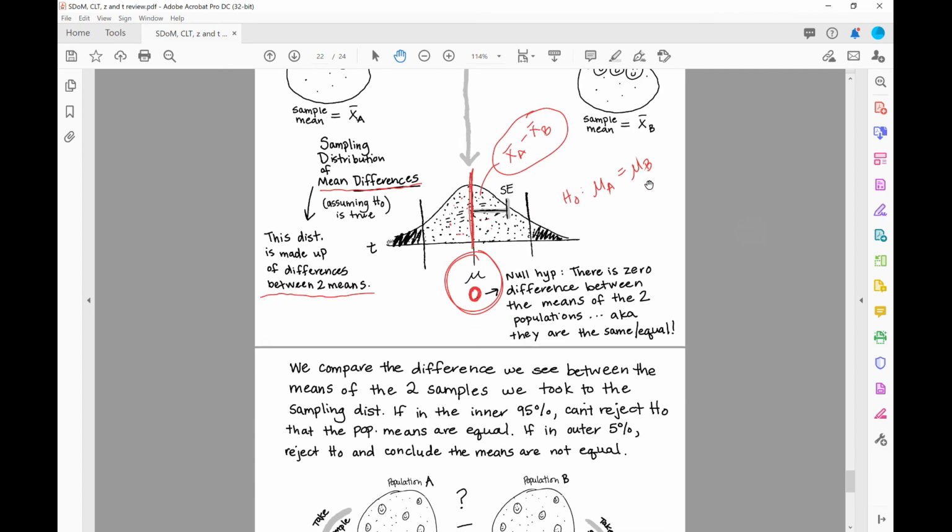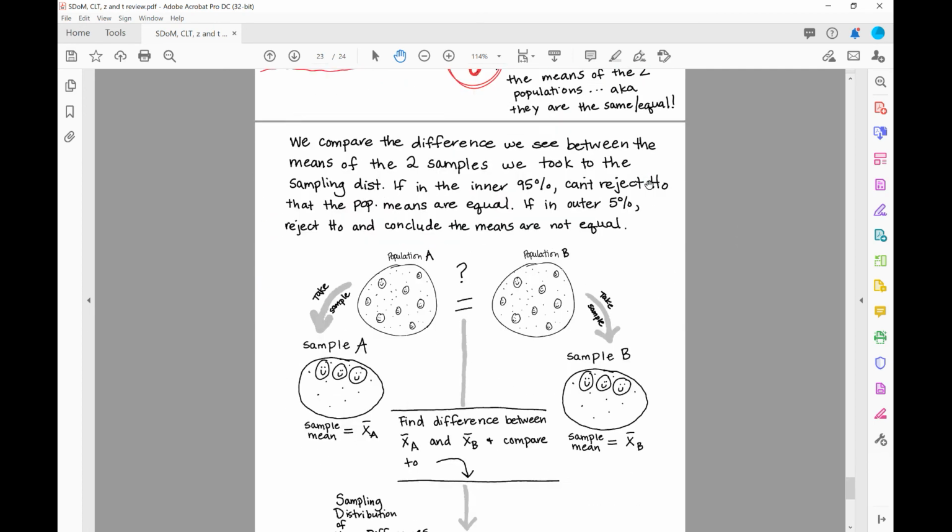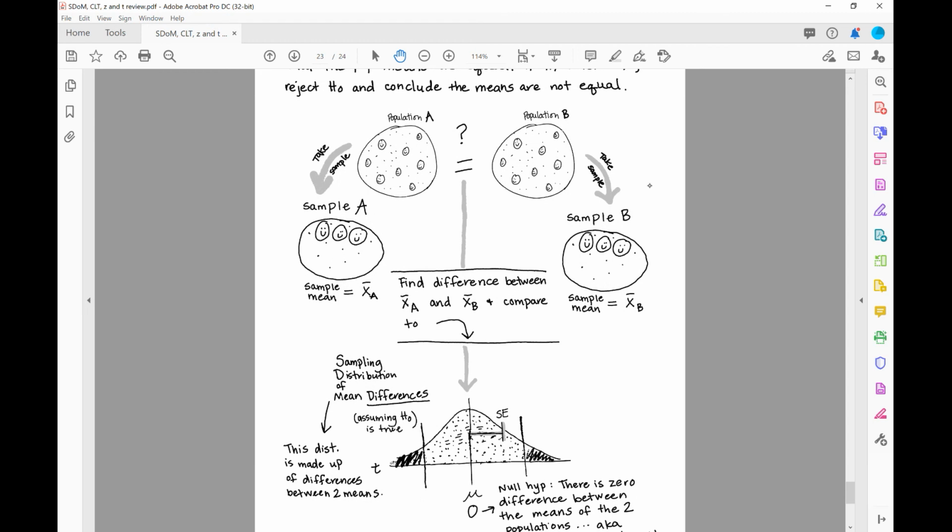So then once we've modeled this sampling distribution, and most of the time we're going to be doing t, because like I said, most of the time we don't know for sure the population standard deviation and we're estimating. So most of the time we're going to be using t here. So you'll see we're going to kind of move away from the z's and focus on those t's now.